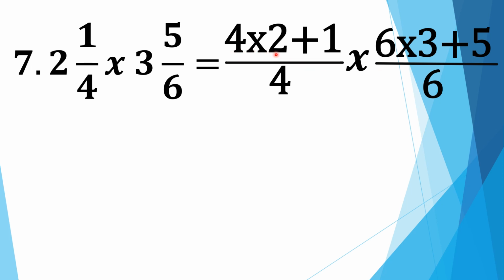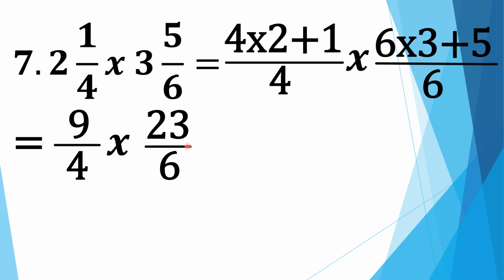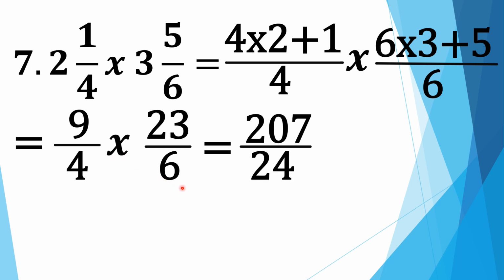4 times 2 is equal to 8 plus 1 is equal to 9. Then denominator is 4. Next, 6 times 3 is equal to 18 plus 5 is equal to 23. Then denominator is 6. 9 times 23 is equal to 207. 4 times 6 is equal to 24. Then, let us simplify 207 over 24. What is the greatest common factor of 207 and 24? The greatest common factor of 207 and 24 is 3.